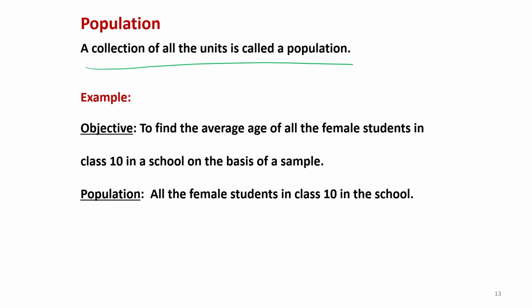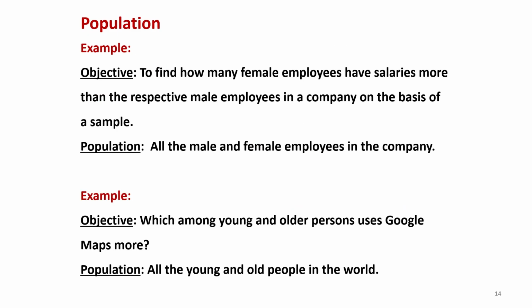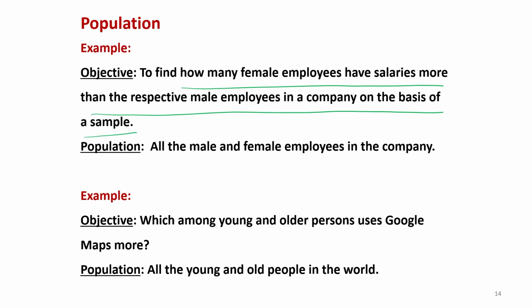For example, in case the objective is to find out the average age of all the female students in class 10 in a school on the basis of a sample, then the population consists of all the female students in class 10 in that school, right? Similarly, if my objective is to know how many female employees have salaries more than the respective male employees in a company on the basis of a sample, in this case my population is going to consist of all the male and female employees in the company.